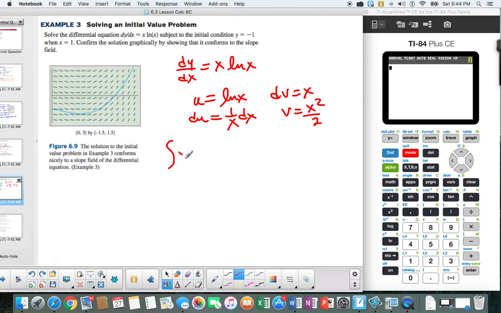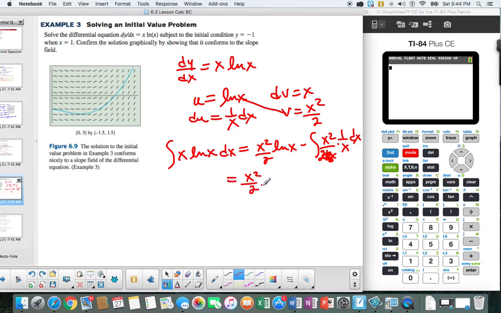So the integral of x natural log of x dx, and we're going to use the initial condition later, will be equal to u times v, which is x squared over 2 times natural log of x, minus v, and du times 1 over x. That should have been a 2, and then dx. So this is going to be x squared over 2 natural log of x. Now when this reduces, that's going to be an x over 2, and the integral of x over 2 will be equal to x squared all over 4 plus c.